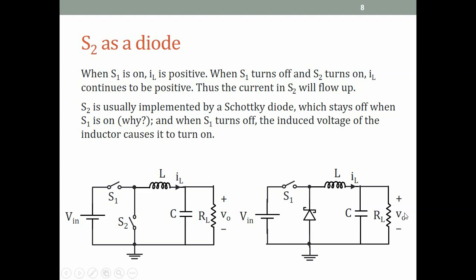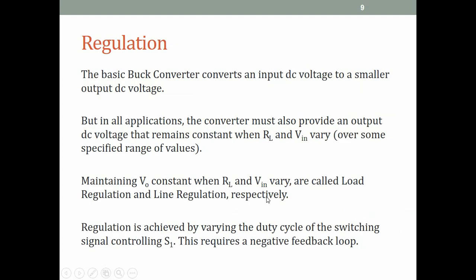That maintaining VO constant as Vin varies is called line regulation. Line comes originally from the AC voltage, which is called line voltage. In most modern applications, this is a battery voltage, but the word still remains, it being called line regulation. Alright, so we want our buck converter to maintain a constant output voltage as both RL and Vin vary, and these are called load and line regulation.